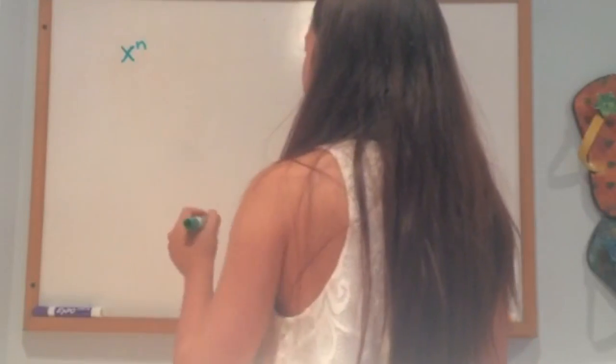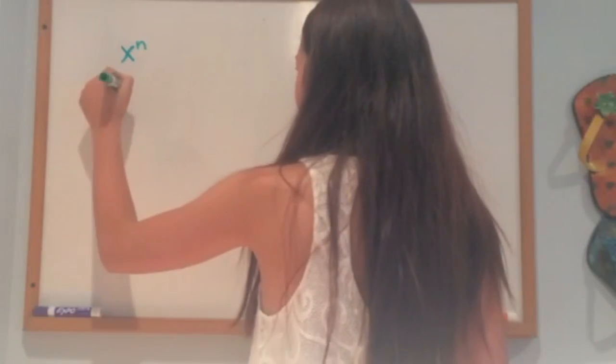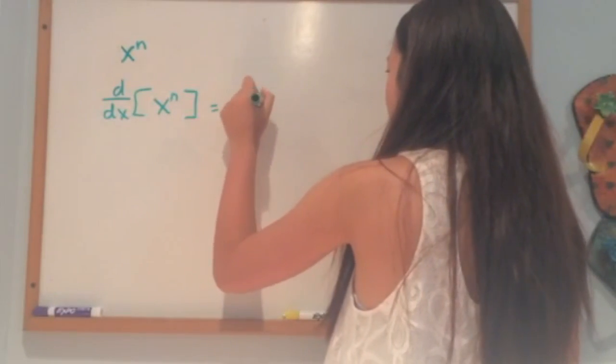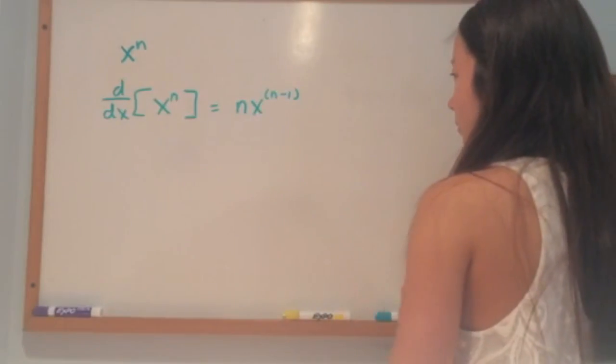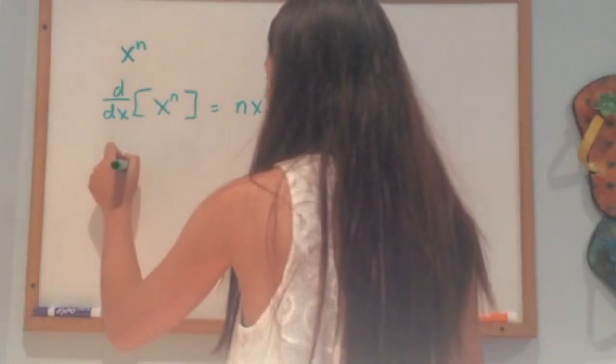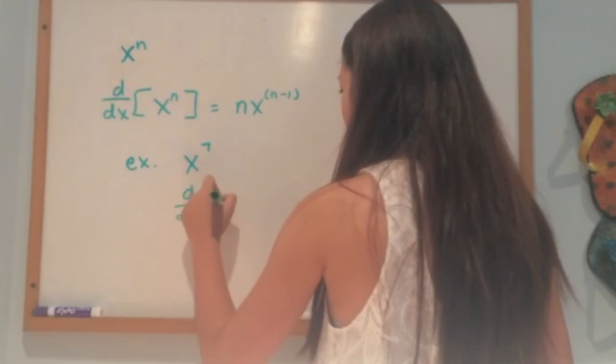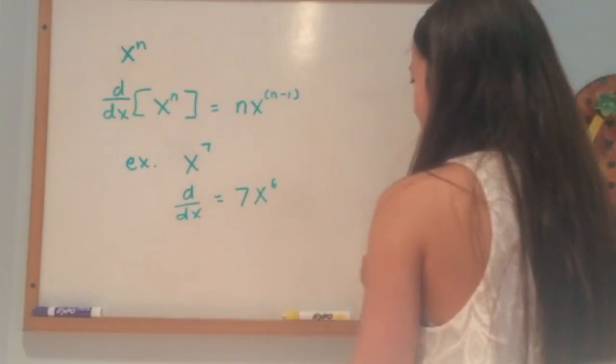To find the derivative of x to a power, you bring down the exponent and write it as the coefficient of x to the n minus 1 power. For example, if you have the term x to the 7th, the power rule says that the coefficient is 7 and the exponent is 1 less than 7, which is 6. So the derivative of x to the 7th is 7x to the 6th.